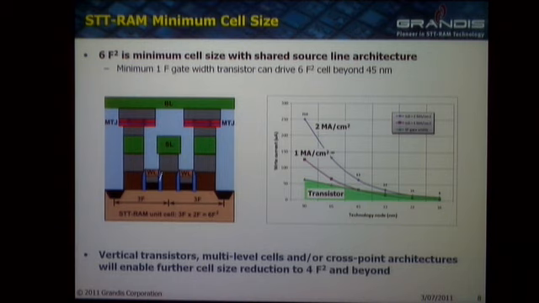Here's how you arrange a 6F squared cell. You share the source line. You have the MTJ up here between two of the metal levels. And essentially it's 3F by 2F, 6F squared. It is actually possible to go further than that. If you had a vertical transistor, which is on the roadmap for future DRAMs, if you combine a vertical transistor with a MTJ with the magnetization in the perpendicular direction, you can actually pack this into a 4F squared cell. And potentially in the future, you can also go to multi-level cells, but that's further in the future.